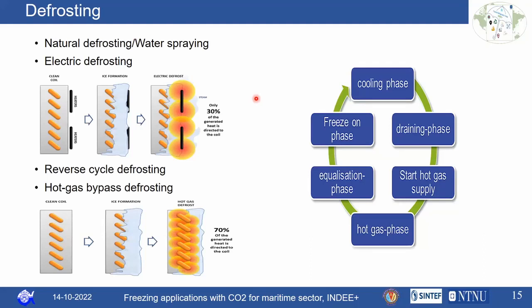So this is nothing but you will just switch off the freezer, so that whatever the existing ice that has been deposited on the evaporator will melt and go. Or apart from that, you can actually spray water on the evaporator to remove the ice. The next type of defrosting that is used is called electric defrosting.